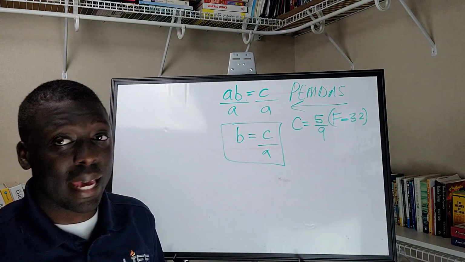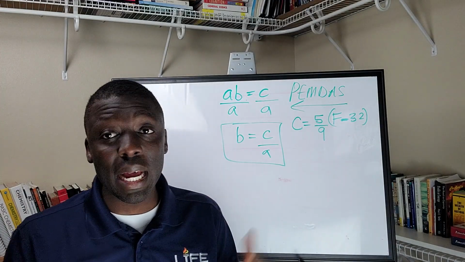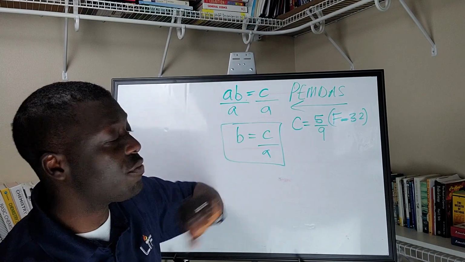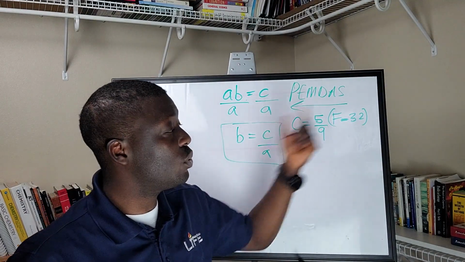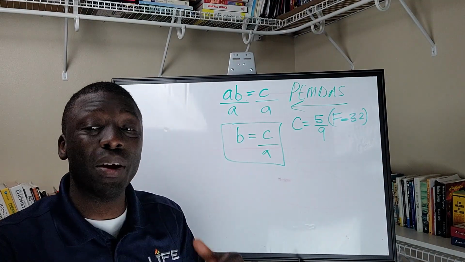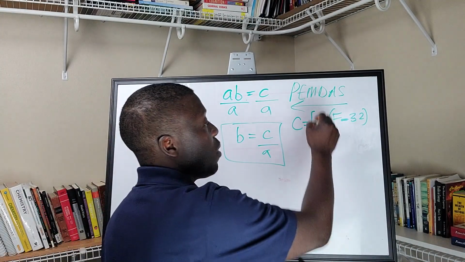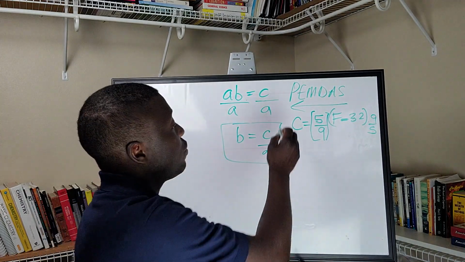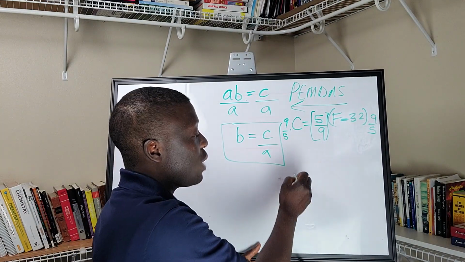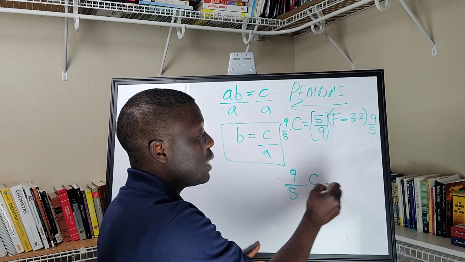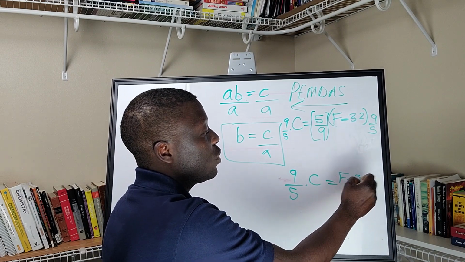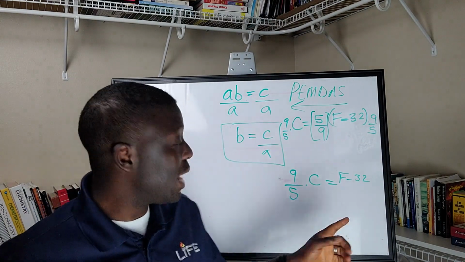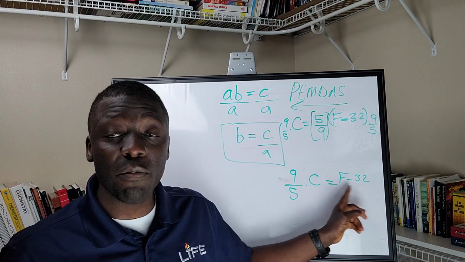In this particular case, you could look at it a few different ways, but one way you can deal with this is to get rid of that 5 over 9 first, and then you get to the F minus 32. You get into the parentheses after you deal with this part. So if I multiply both sides by 9 over 5, now I have 9 over 5 times C is equal to F minus 32. Notice that I took care of the multiplication first, and now I'm going to deal with what was in the parentheses, that F minus 32.